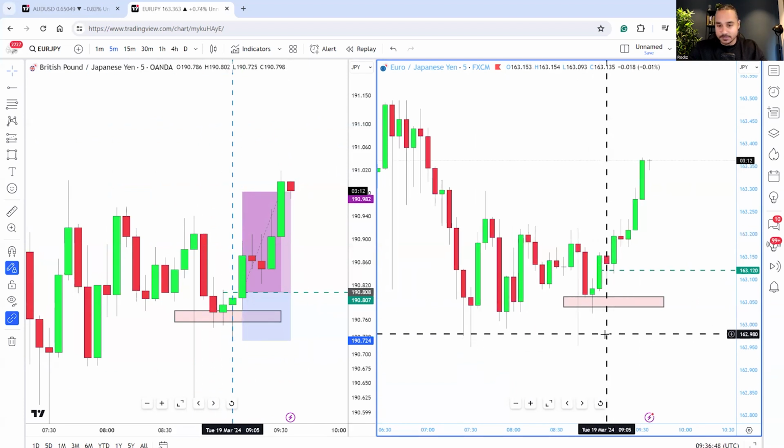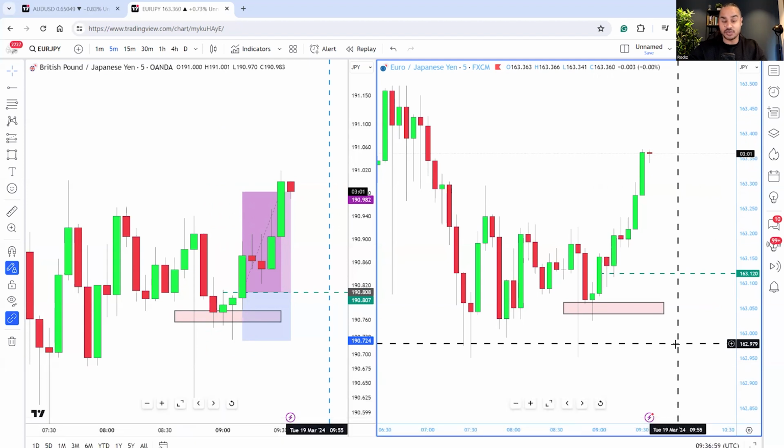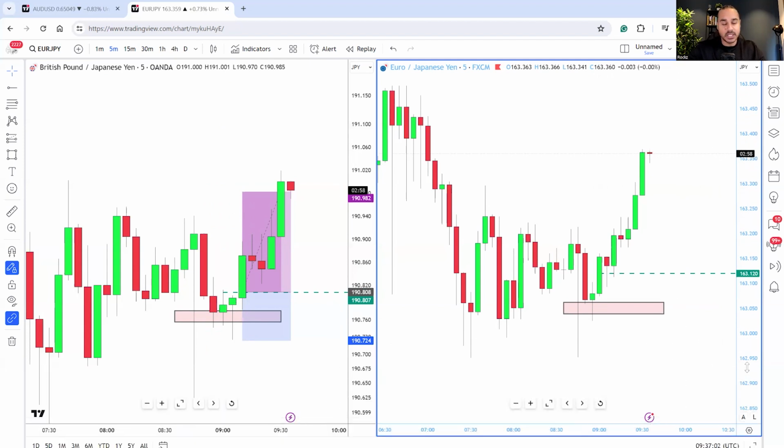Now, guys, this is a very, very powerful way to use scaling down techniques and take advantage of short-term movements on the lower time frames, which I classify as trends. And I do this specifically because I'm an intraday trader.